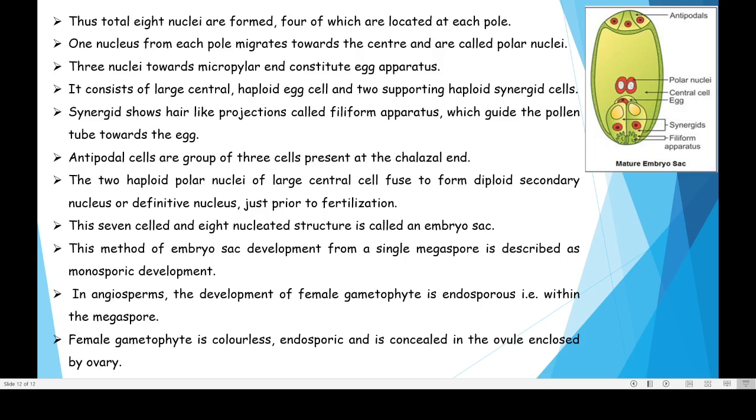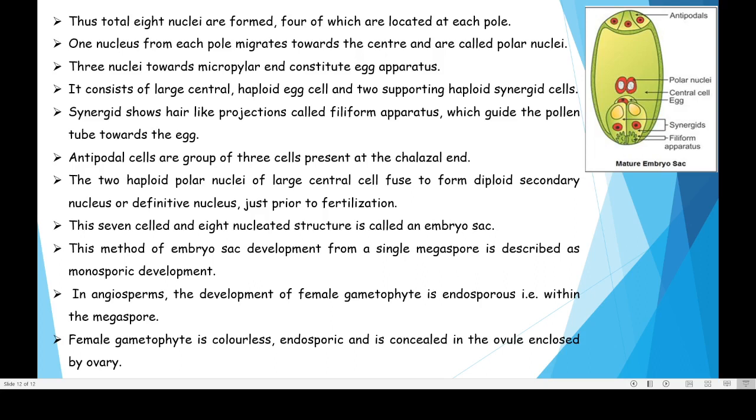On the other hand, at the chalazal end, there are 3 antipodals. Now at the center, these 2 polar nuclei fuse with each other and form a diploid secondary nucleus. This happens just before fertilization: the 2 nuclei from both the ends fuse together and form a diploid secondary nucleus.